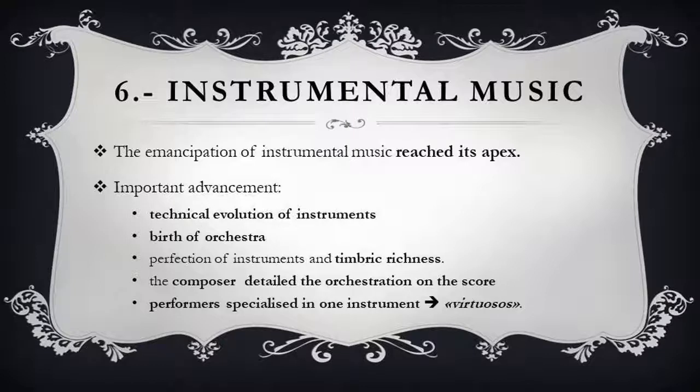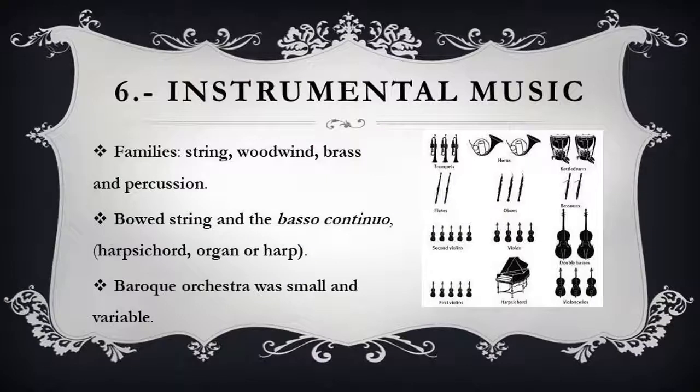The composer was careful with the color of his pieces, detailing the orchestration on the score, and performers specialized in one instrument, which made possible the appearance of the first virtuosos. In the arrangement of the orchestra, all instrumental families appeared then: string, woodwind, brass and percussion.